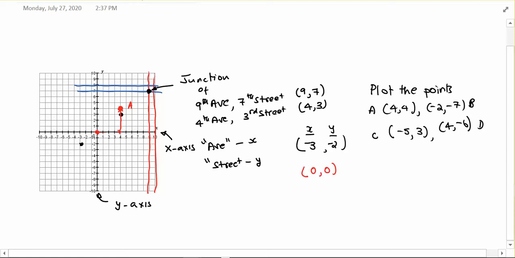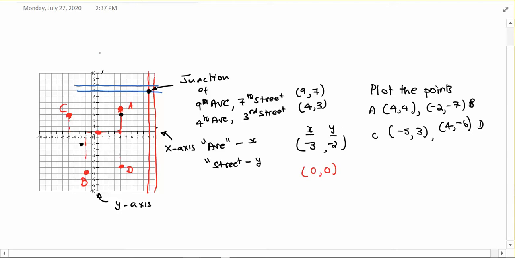B would be -2, -7. Well, let's see. Start from 0, 0, -2, -7. So that's a long ways down. 2, 3, 4, 5, 6, 7. There is B. C would be -5, 3. Let's see. So start again from the origin. -5, 3. Right there. That's C. And 4, -6. So let's see. 4 all the way to 4 and -6. So this time we go down to here. That's D. So that's how you plot points.